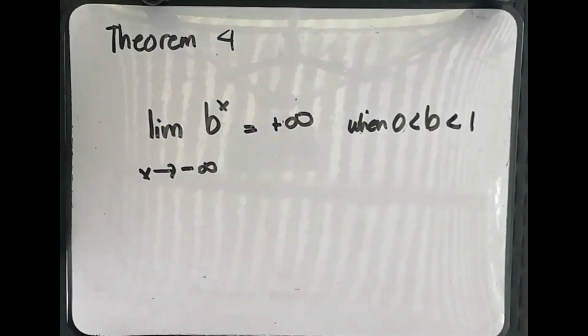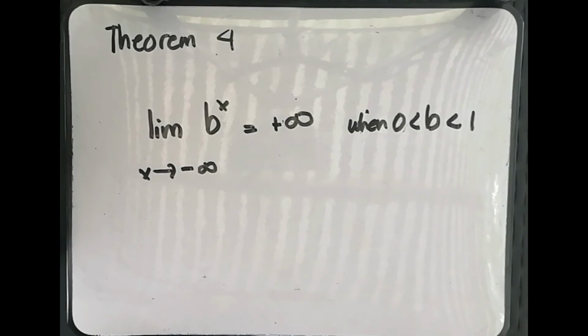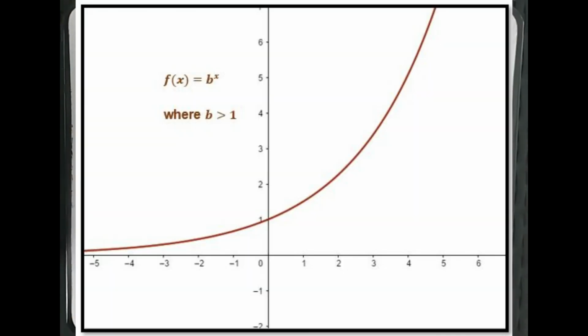And theorem number 4 states naman that the limit of b raised to x as x approaches negative infinity is equal to positive infinity when b is greater than 0 but less than 1. Theorem 3 and Theorem 4 are also evident in the graph.